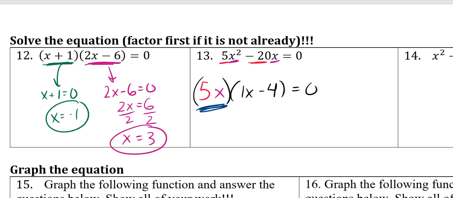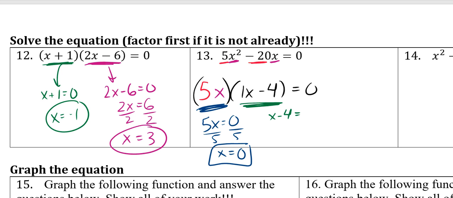I've got blue thing times green thing equals 0. One of them has to be 0, so either 5x equals 0. If I divide both sides by 5, I see x equals 0 would be one of my solutions. Over here, this is just x minus 4 equals 0. If I add 4 to the other side, I get my other solution. So my two answers are 0 and 4.